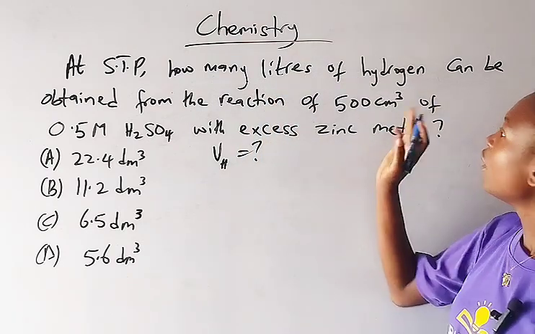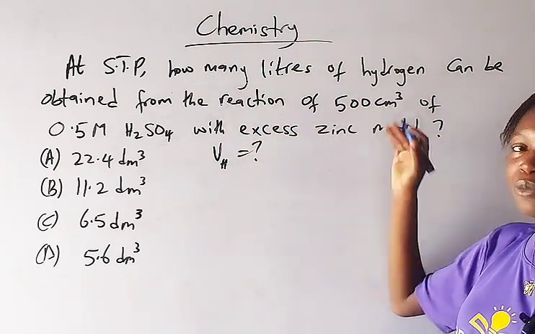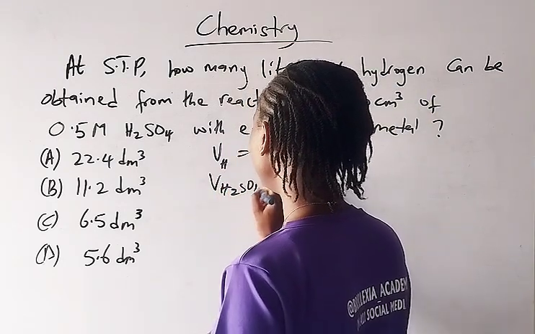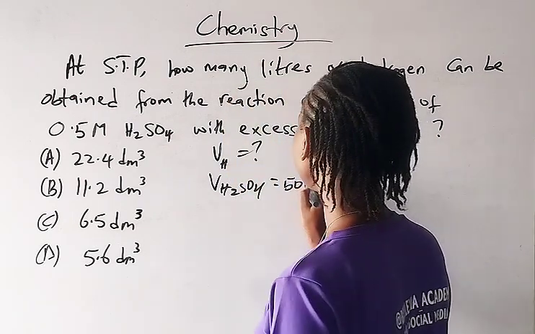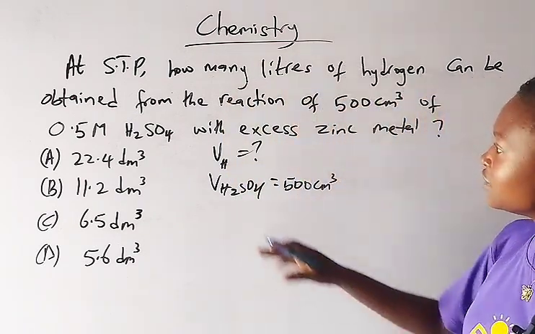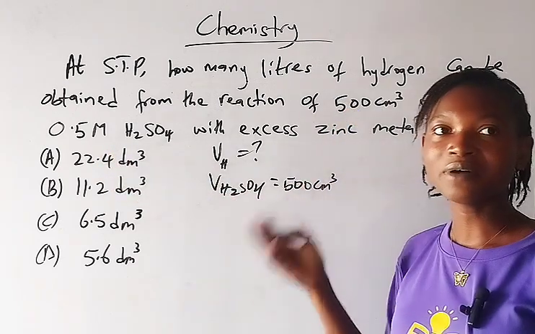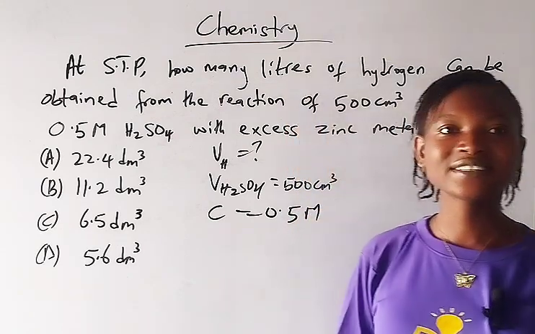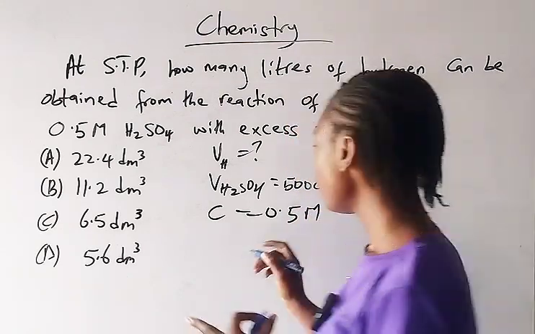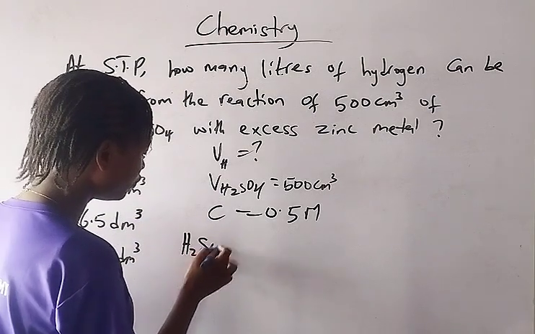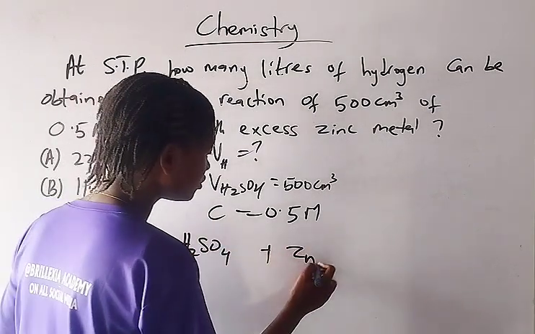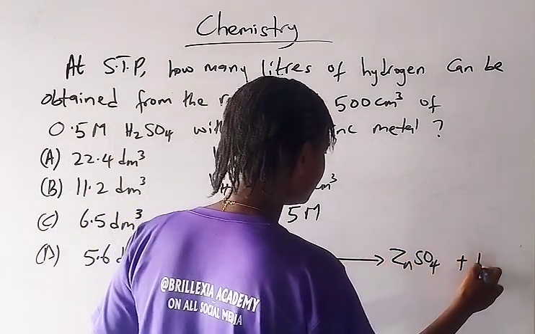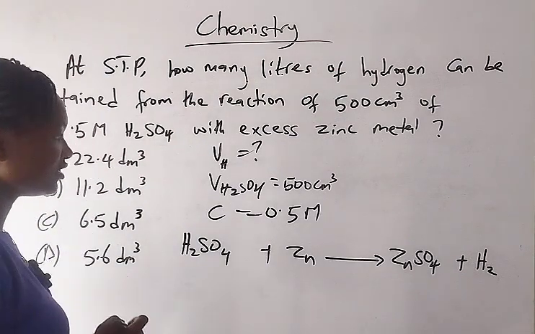That's the question. When we react 500 cm³ of H2SO4, that means the volume of H2SO4 is 500 cm³. And also we have the molarity, which is our concentration, at 0.5 molar. Now the next thing is to write the equation of the reaction. We are reacting H2SO4 with zinc, so that will replace hydrogen out. So ZnSO4 plus H2. So the equation is balanced now.